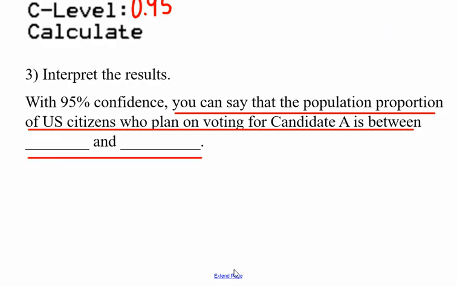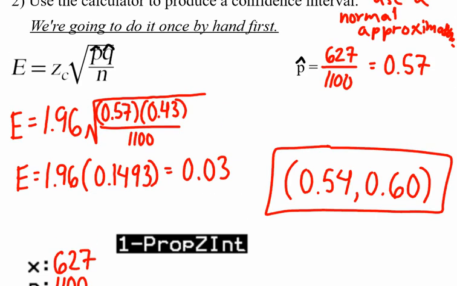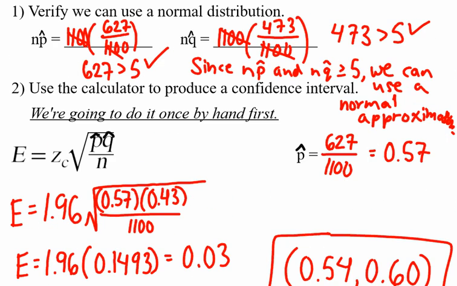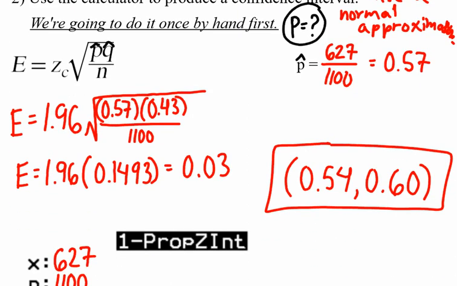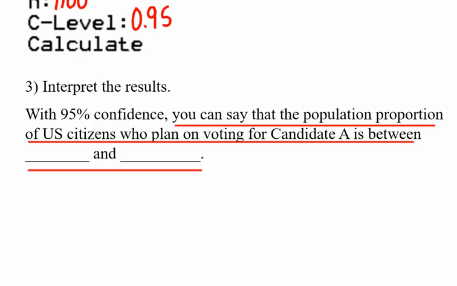To interpret our results, we would say with 95% confidence, you can say that the population proportion, which we didn't know, we had to estimate it. Maybe should have pointed that out when we were doing this. We don't know P, right, when we're doing this. That's the whole idea. I don't know P, so we had to use our sample's percent to estimate what actually P is. We can say that the true population proportion of U.S. citizens who plan on voting is between 54% and 60%. You can either write these as percentages or decimals, that's fine. So there you go. That is how you construct a confidence interval for a population proportion.